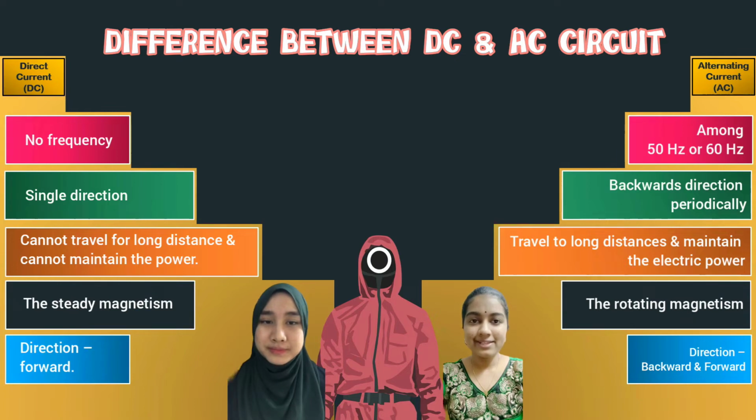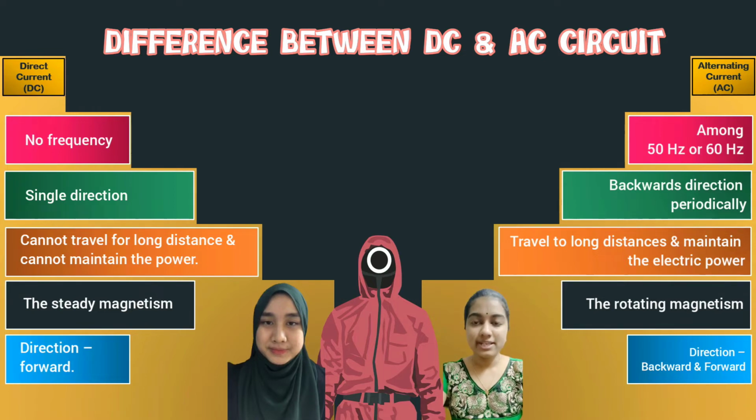In an alternating current circuit, the rotating magnet causes the change in direction of the electric flow. Because of the steady magnetism I mentioned earlier, DC power will flow in a single direction in a steady state. In alternating current, the flow of the current changes its direction periodically. In DC, the electrons only move in one direction, which is the forward direction. Electrons in alternating current keep changing their direction.